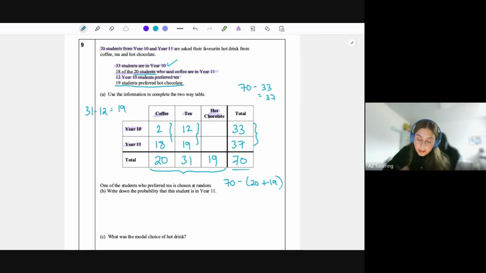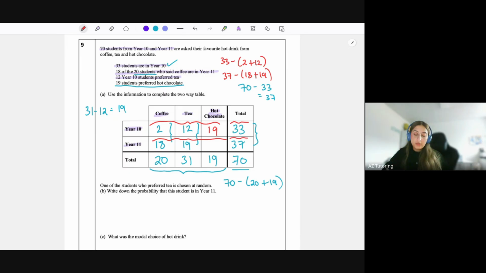That's 19 there. If I do it in a different color, these three fields should add up to this field. So 33 take away 2 plus 12, which is 19. And we know these three fields should add up to this field. So 37 take away 18 plus 19, which is just 0. So we've completely filled in our table. So that's how you fill in a two-way table.